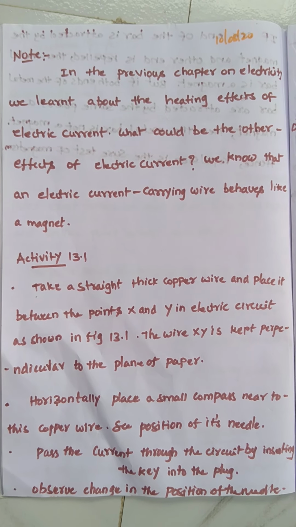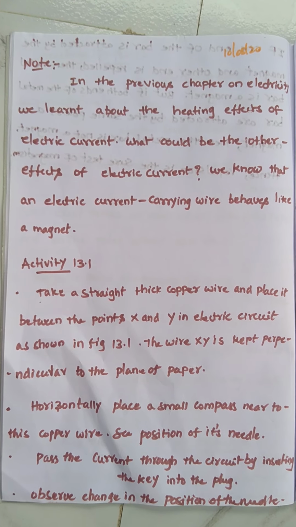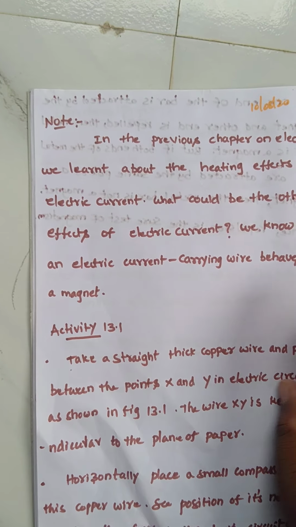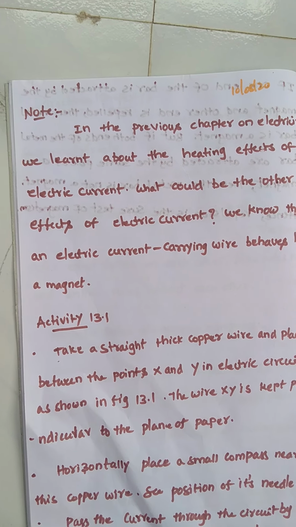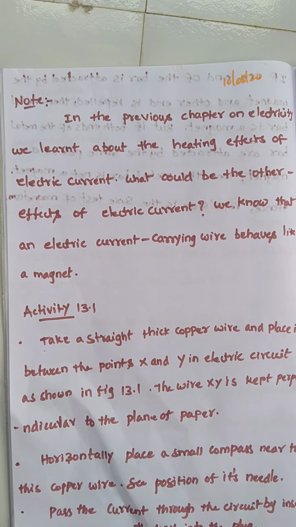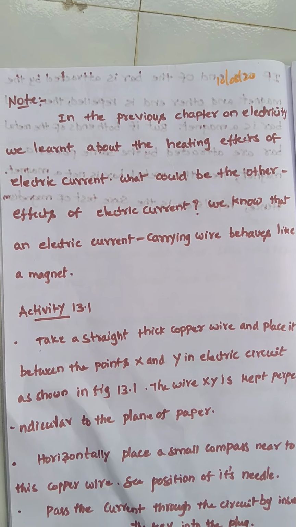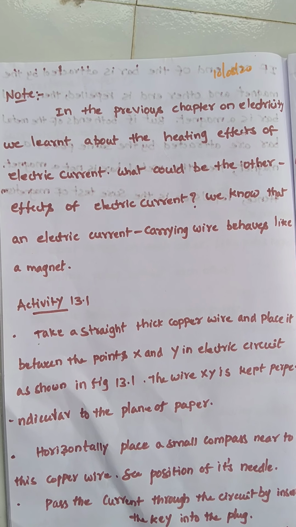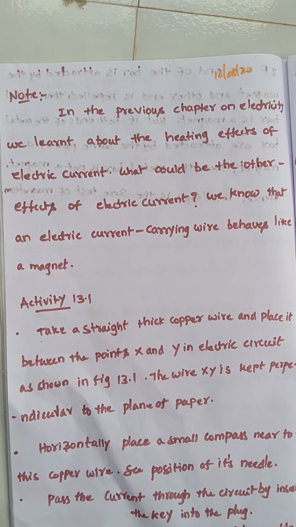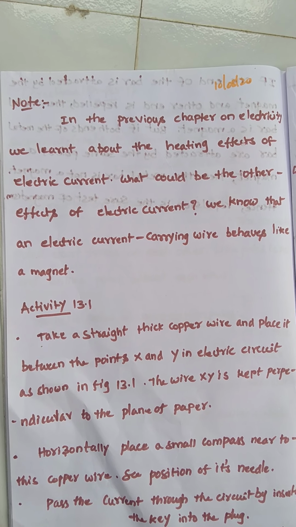Today, I am going to discuss Oersted's experiment briefly, using a diagram. First, before that, I'm entering a note point. Before this chapter, we discussed the chapter on electricity. In the previous chapter on electricity, we learned about the heating effects of electric current, and how heating effects of electric current occur. We discussed that everything in the last chapter.